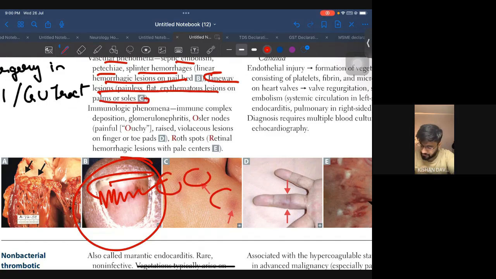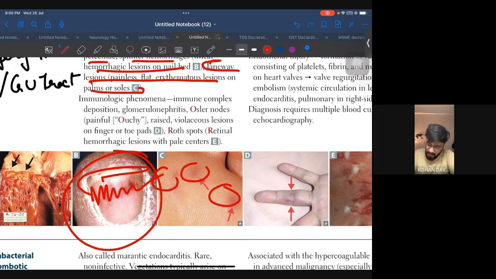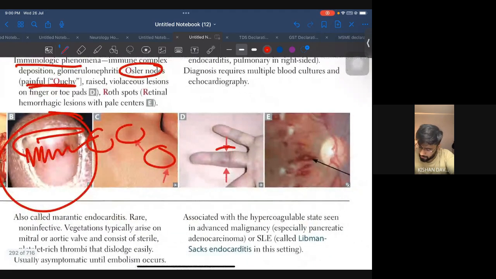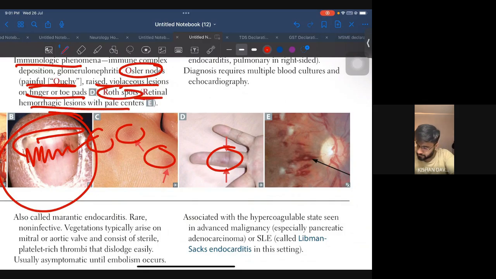Janeway lesions. All right. What comes under immunologic phenomena? Immune complex deposition. So Osler nodes: raised bilateral lesions on finger or toe pads. Roth spots, retinal spots. Okay, these are what Roth spots are.